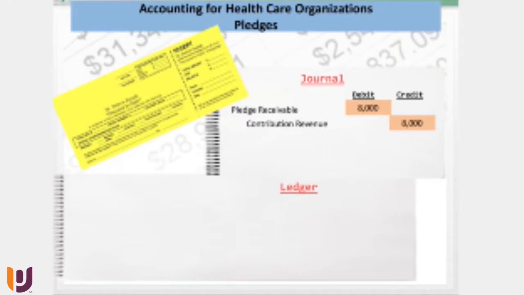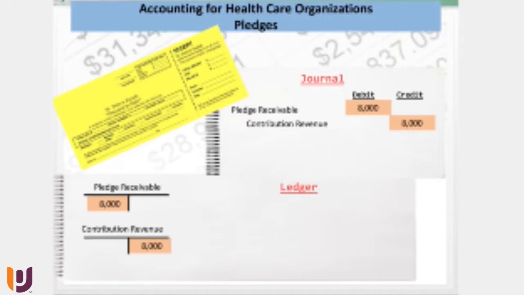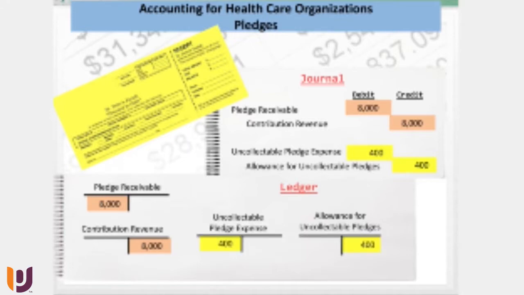An allowance for doubtful pledges should be set up similar to that used for retail accounts receivable. If we are estimating 5% of the pledges would become uncollectible, we would debit uncollectible pledge expense and credit allowance for uncollectible pledges for $400. Amounts are posted to the ledger.